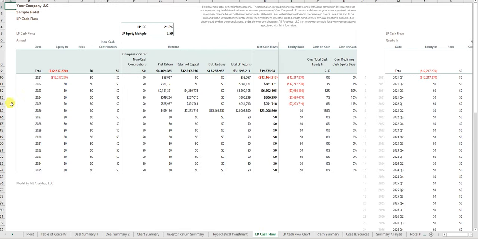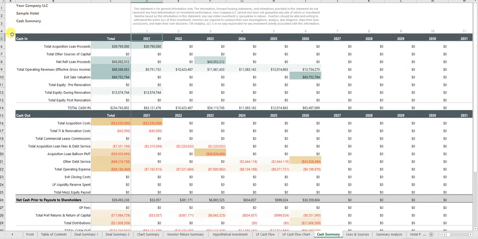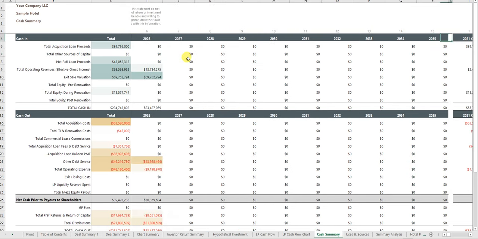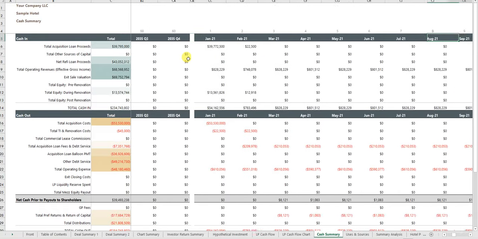We also have LP cash flow oriented this way, where you have preferred return, return of capital, distributions, and the equity contributions. You can also see the information quarterly over here if you like. Here's a chart of the cumulative position of the LP investor. This cash summary is great. It's all of your cash in over all of your cash out for the entire project. And here we see the information presented annually, but we can go to the right and see it presented quarterly, and we can go to the right and see all the cash flows monthly if you like.